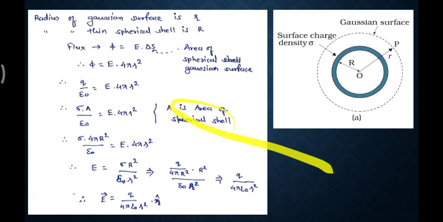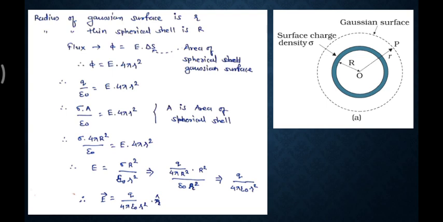Now this A is not the area of the Gaussian surface, because the charge is present on the spherical shell, and the spherical shell's area is 4 pi R square, where capital R is the radius. So now this reduces to sigma times 4 pi R square upon epsilon 0 is equal to E times 4 pi r square, where 4 pi cancels out, so E is defined as sigma times R square upon epsilon 0 r square.